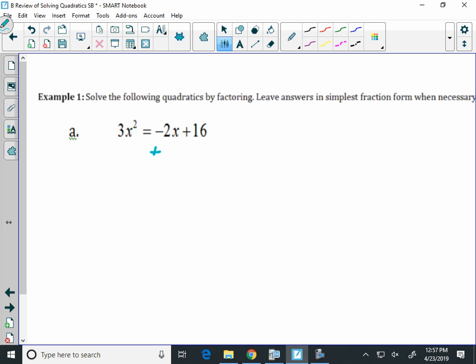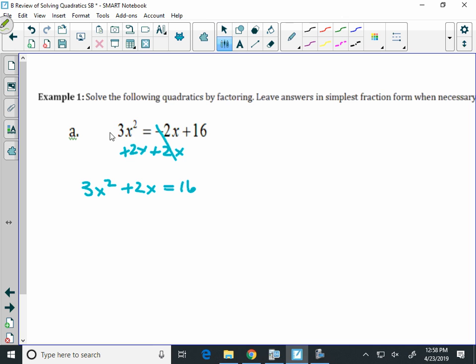So I'm going to move the 2x over first by doing the opposite. So I'm going to add the 2x over to that side. So I get 3x squared plus 2x equals 16. They are not like terms, so we can't combine them. So I just put that 2x at the end.